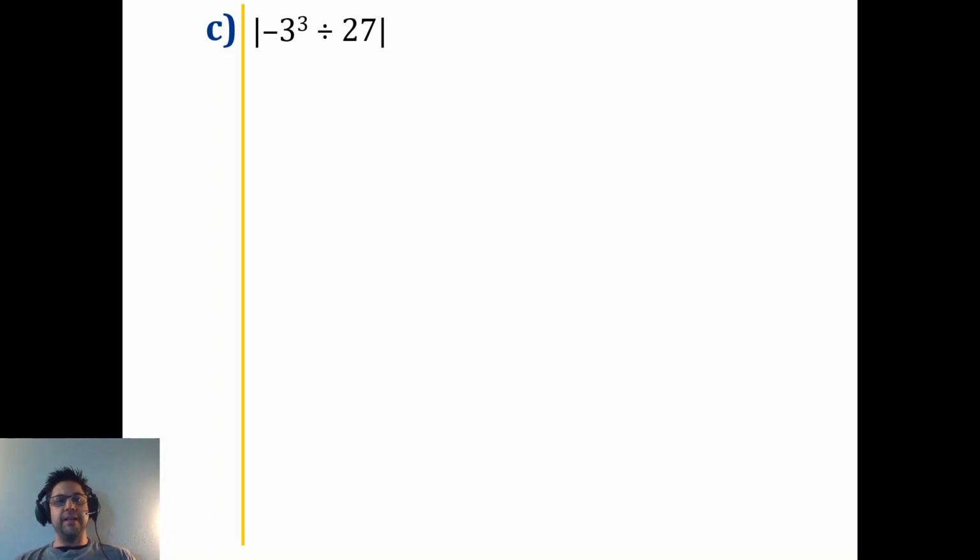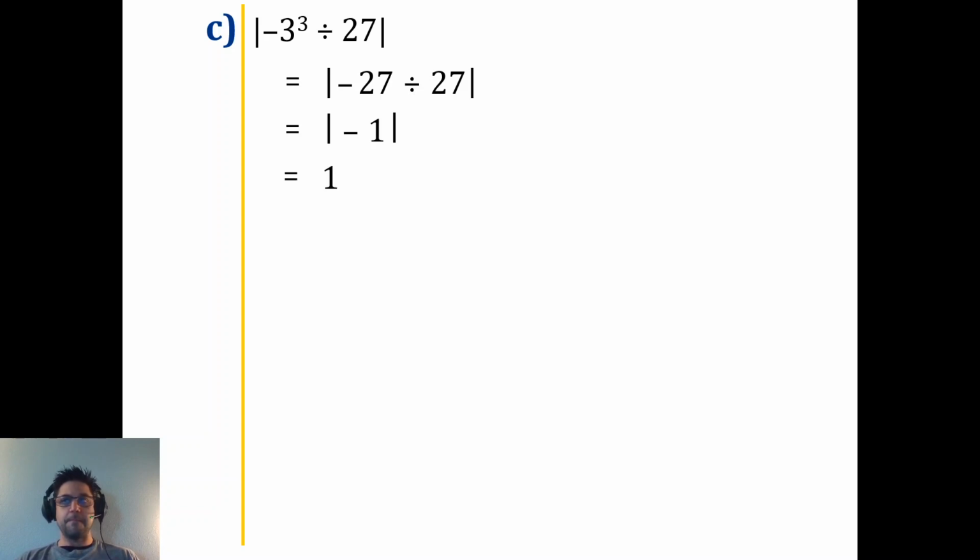So we know that 3 times 3 times 3, or 3 cubed, we've had that memorized, is 27. So I really have it as -27 divided by 27 absolute value bars. Still working inside the absolute value bars. I'm going to go ahead and do -27 divided by 27, which would be giving me a -1. And then finally, the absolute value of -1 is +1. Again, we're doing our order of operations, also being careful of our exponents and our bases in particular.